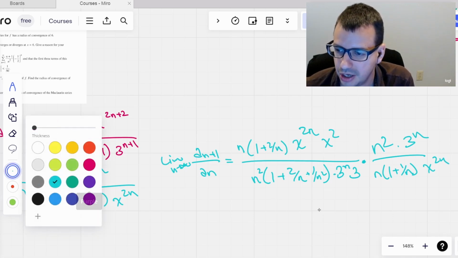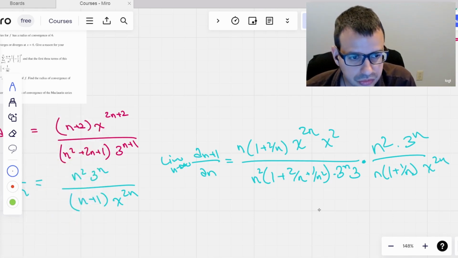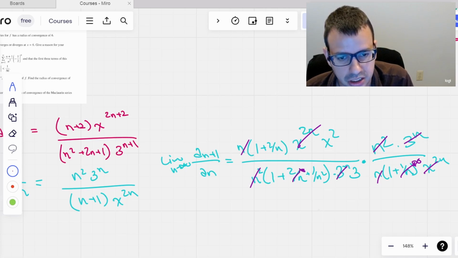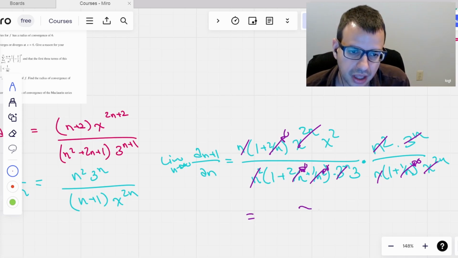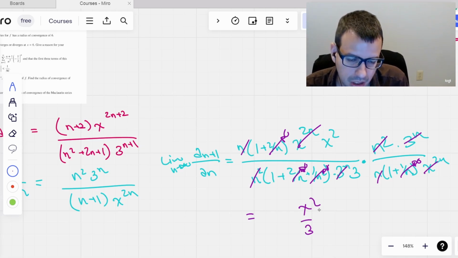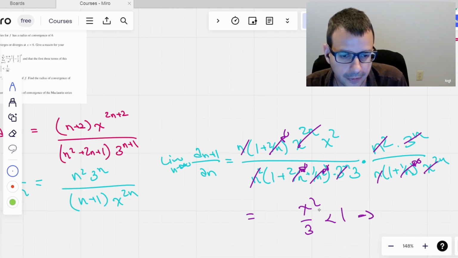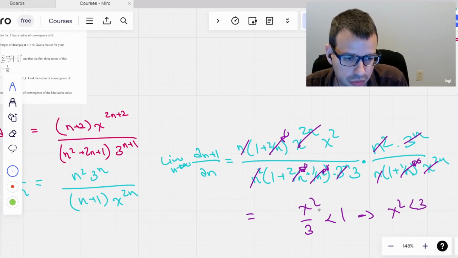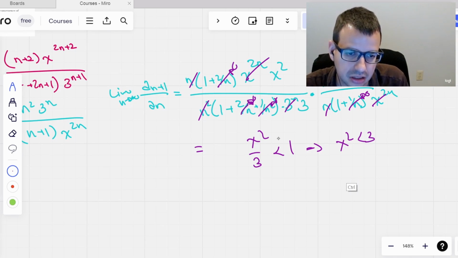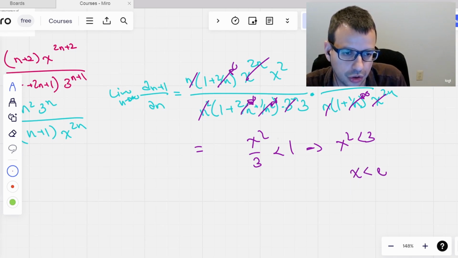Alright, so now we can do the canceling. So we have x to the 2n that goes away, 3 to the n that goes away, n squared that goes away, the n goes away. Since we're going to infinity, these all go to 0. And we're left with x squared over 3. And we want that to be less than 1. Therefore, x squared is less than 3. Therefore, x is less than square root of 3.